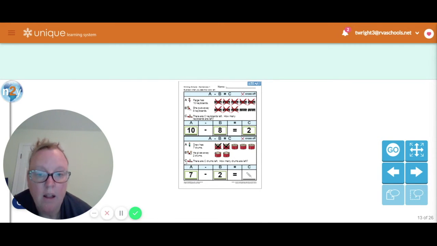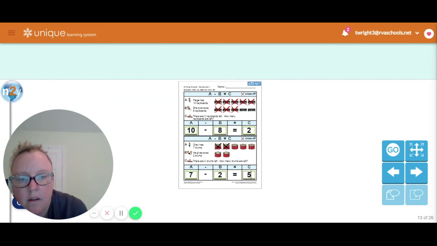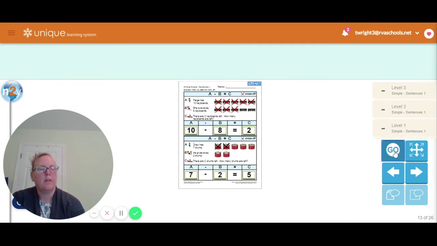All right, so in column C, how many are left? We're going to count. 1, 2, 3, 4, 5. 7 take away 2 equals 5. Nice job. All right, now we are going to do grouping things together.